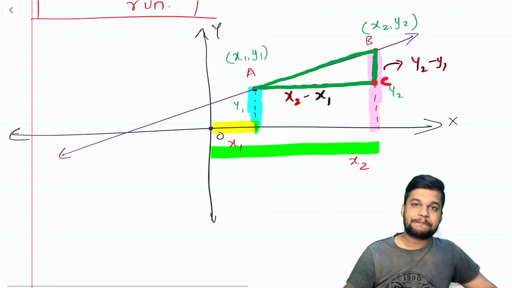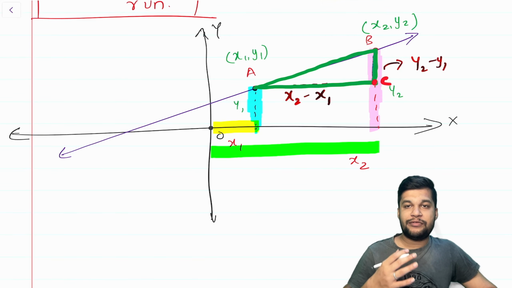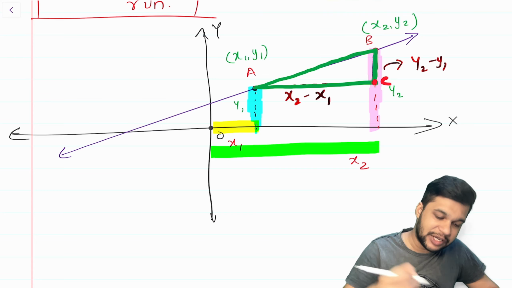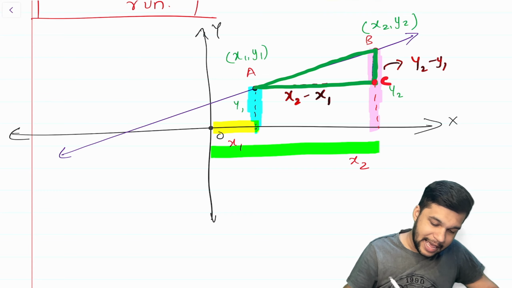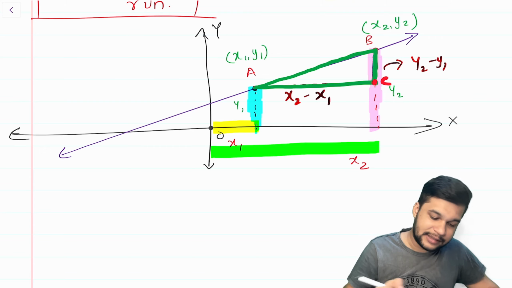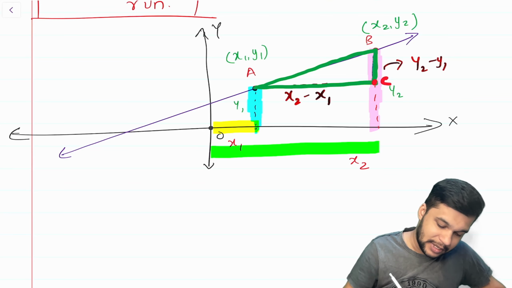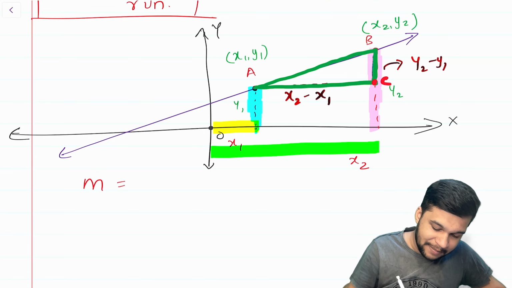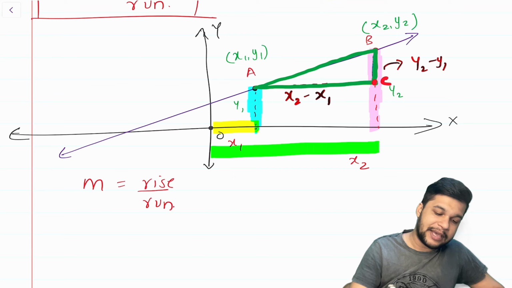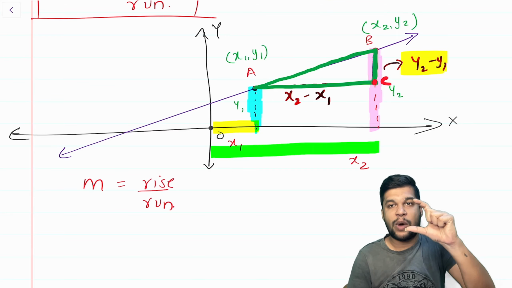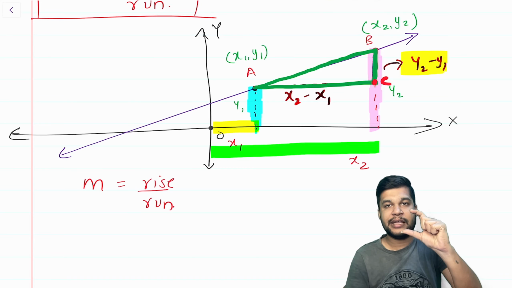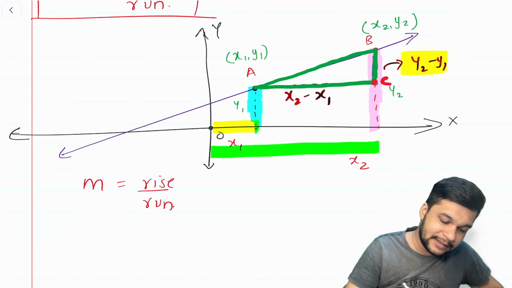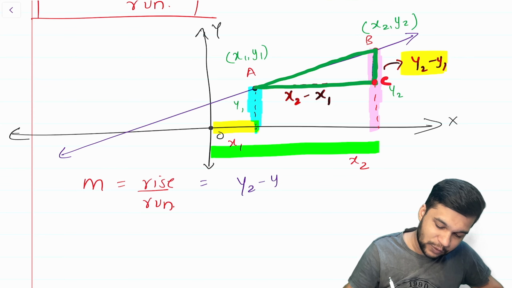And what is the formula for gradient or slope? Hold on just a minute, I'll erase this part so that I have some space to write. Okay, this is your y-axis. So what is the value of M? If you remember, I taught you that M is rise over run. So what is the rise? The rise for this line is y2 minus y1.